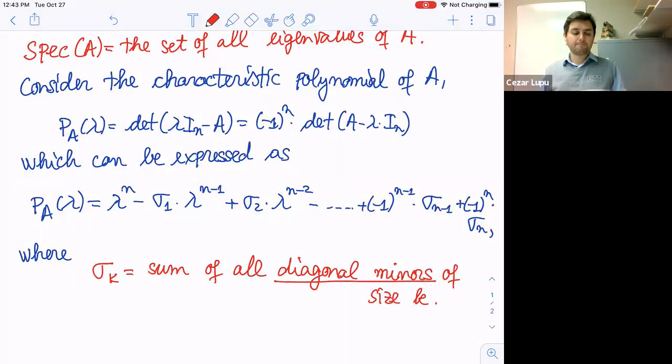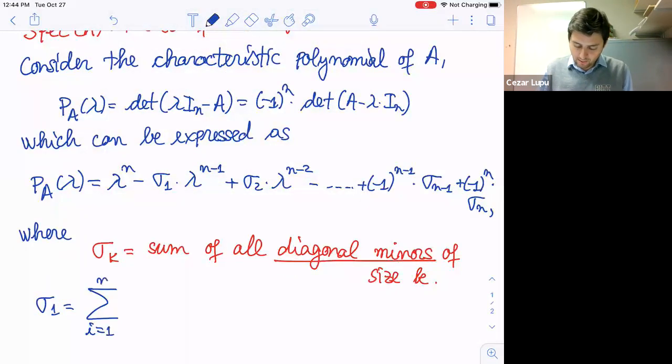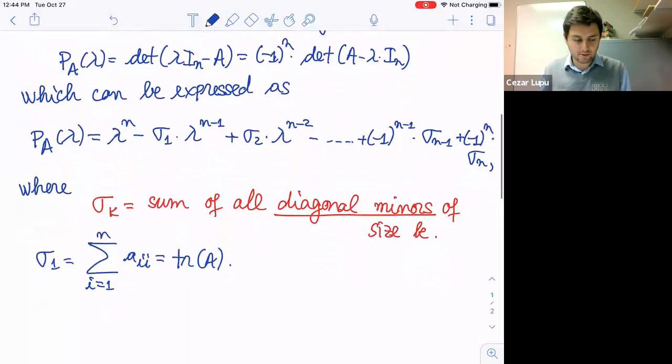This is important. So in other words, sigma k is the sum of all diagonal minors of order k. So sigma 1 will be the sum of diagonal minors of order 1. This will be nothing else than the sum from i to n of a_ii, or just the trace of A. Wow. So the first coefficient, the coefficient of lambda to the power n minus 1, is nothing else than just the trace.